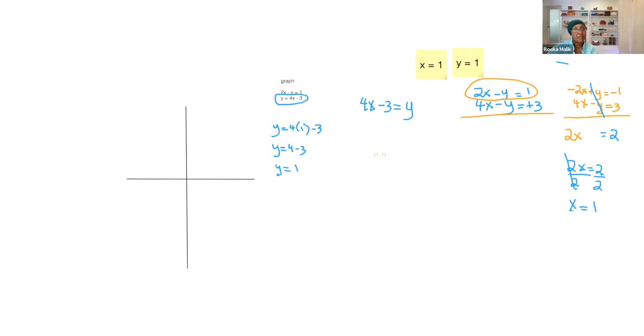Okay. So this one is already in slope-intercept form with my slope here and my intercept here. Remember, slope intercept is y equals mx plus b. So I can look at this equation and see that my intercept is gonna be 0, -3.